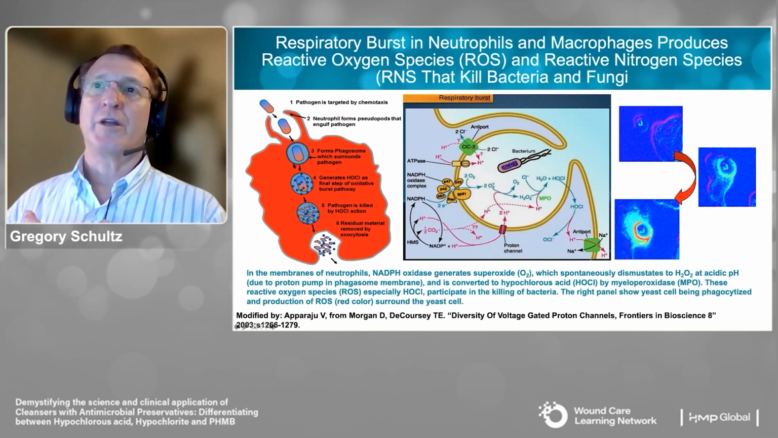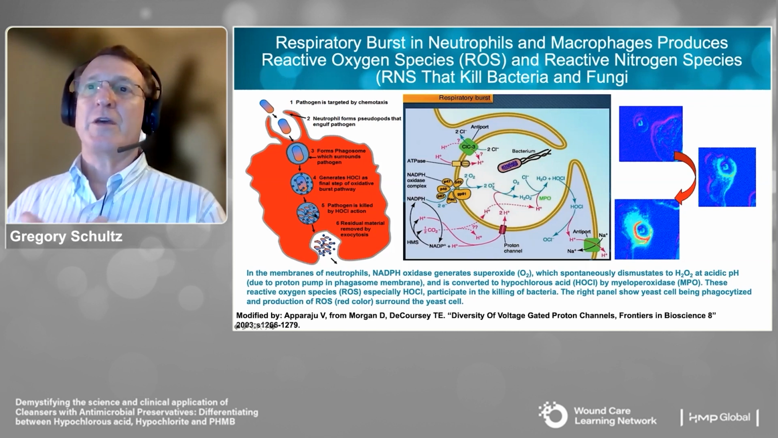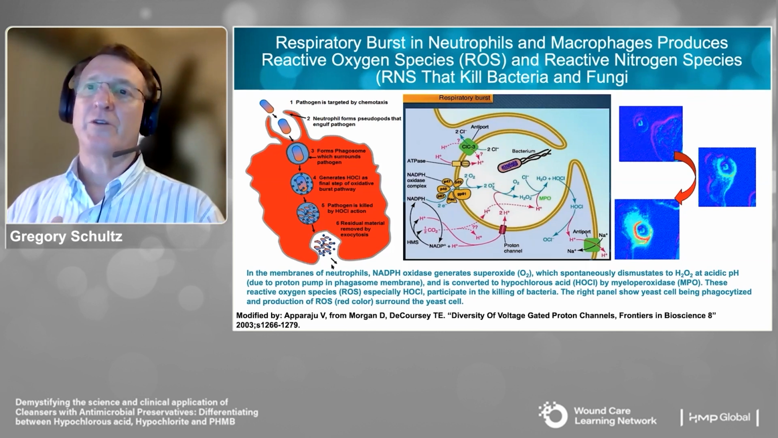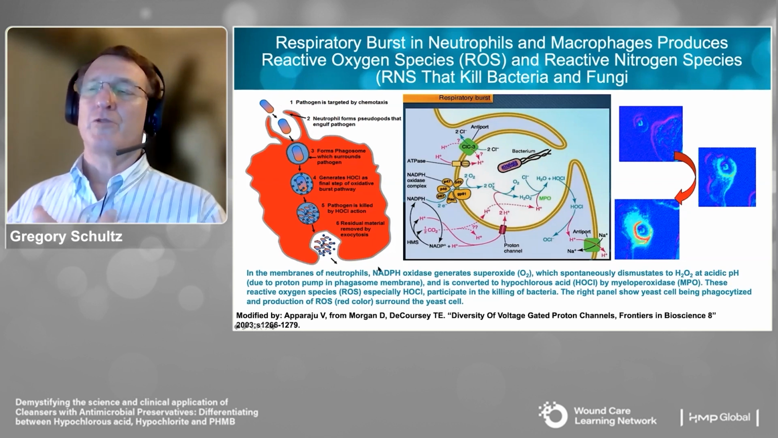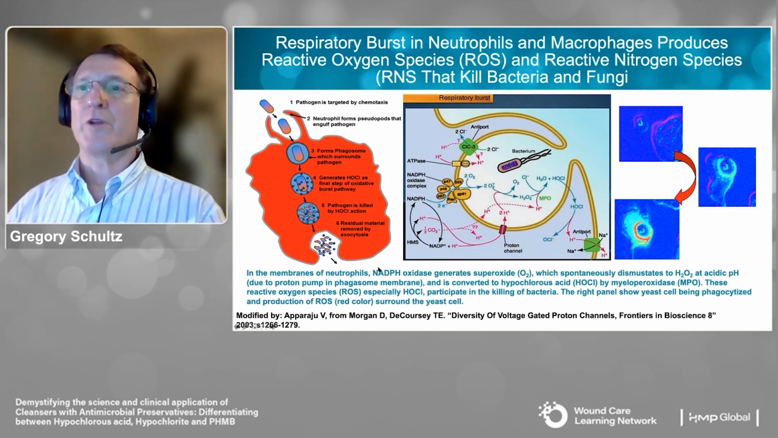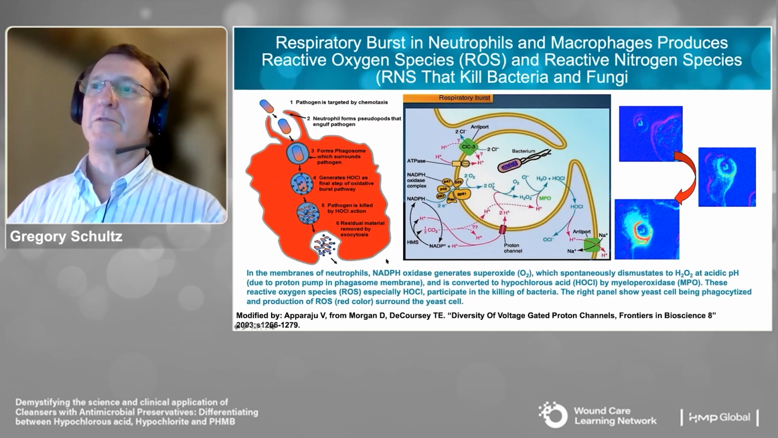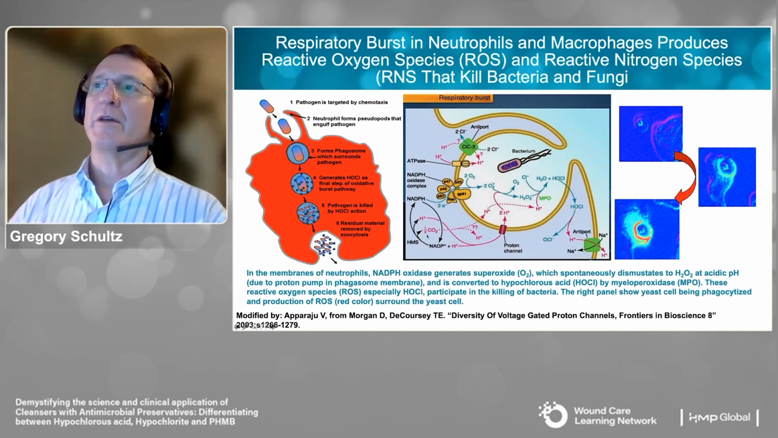It engulfs it in a phagosome. It generates, as I'll show you in the middle slide, the respiratory burst. The pathogens get killed due to the action of the reactive oxygen species, especially the hypochlorous acid, and then eventually the neutrophil can just release the dead bacteria and components.